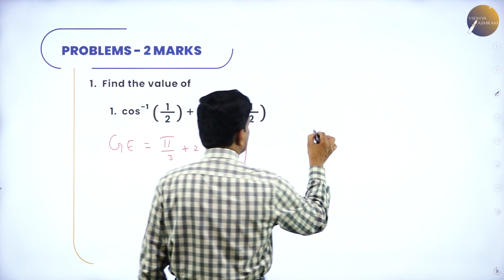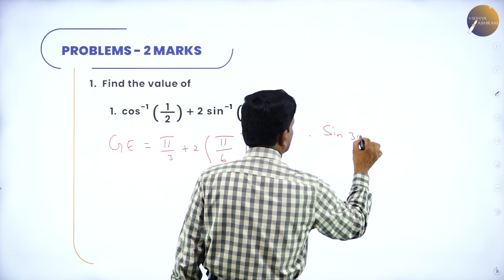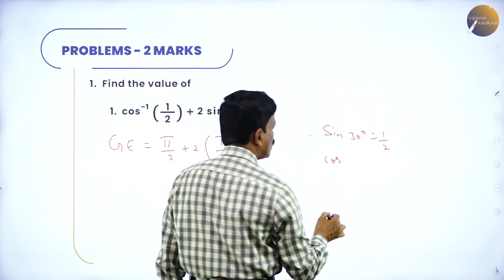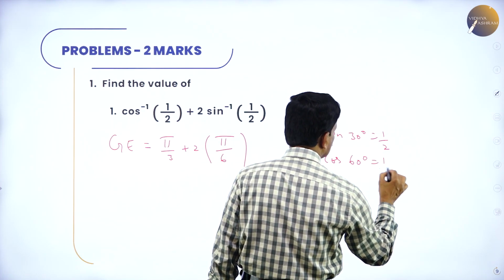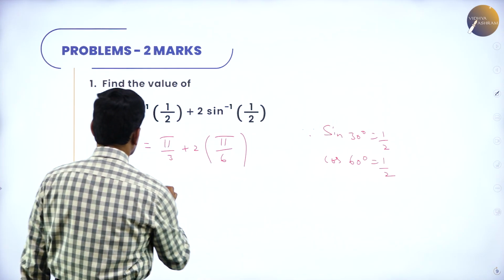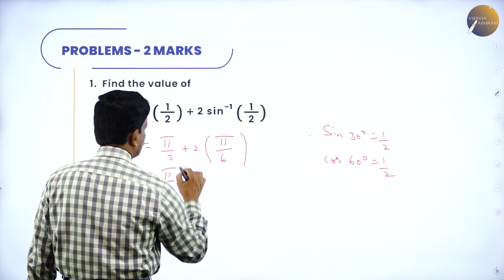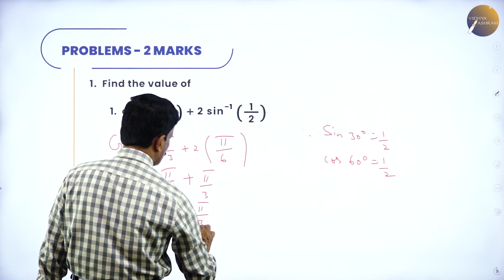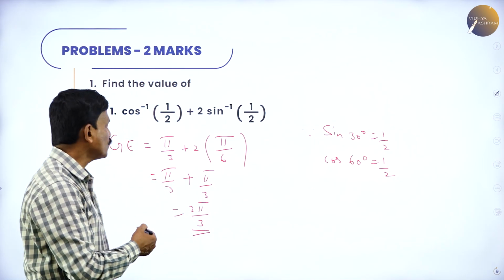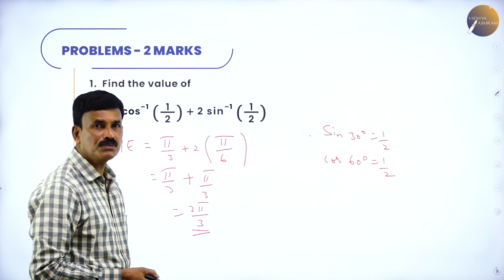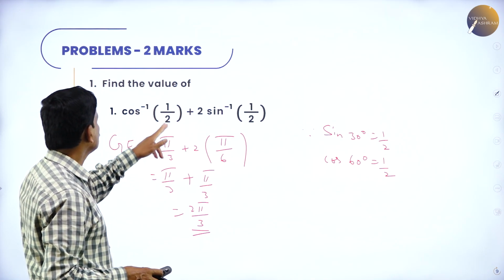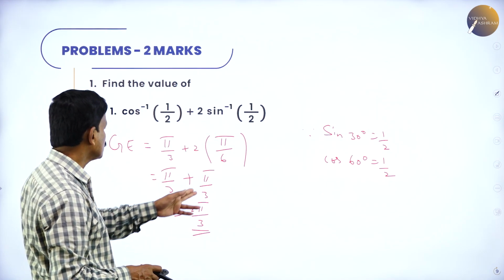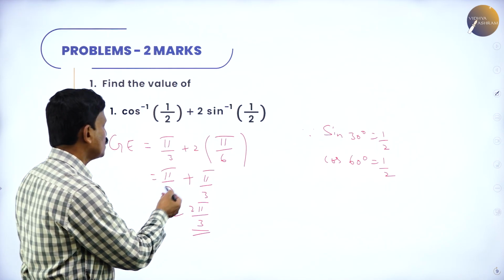If you want, you can write sin 30 is equal to 1 by 2 and similarly cos 60 is equal to 1 by 2. So, this is pi by 3 plus 2 into pi by 6, the 3s get cancelled, pi by 3 plus pi by 3 is 2 pi by 3. So, the simplified answer for this is 2 pi by 3, very important problem. Just put cos inverse 1 by 2 is pi by 3 plus 2 into sin inverse 1 by 2 is pi by 6. So, this is also equal to pi by 3 plus pi by 3.